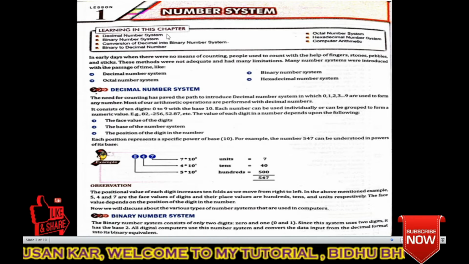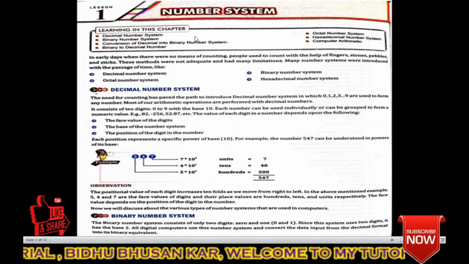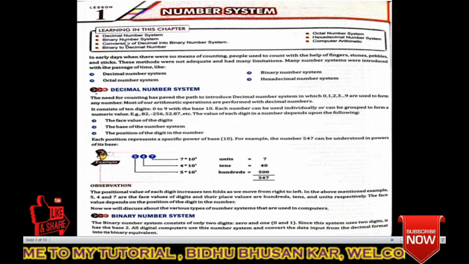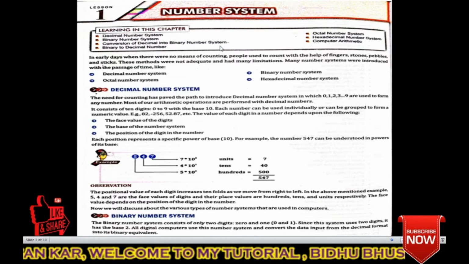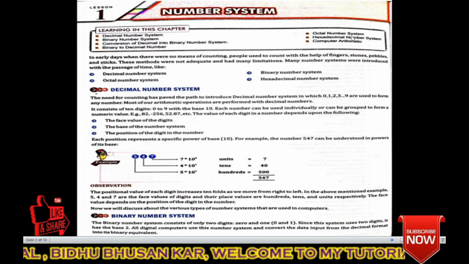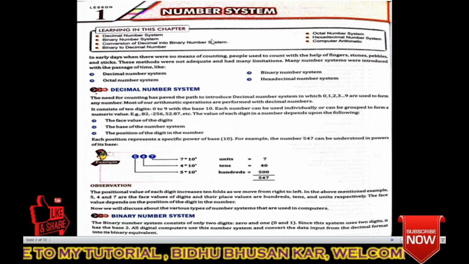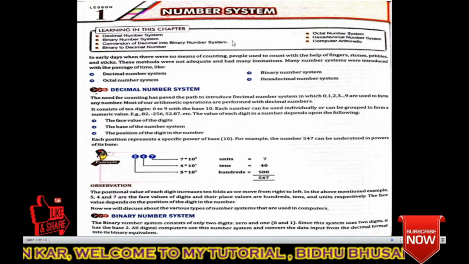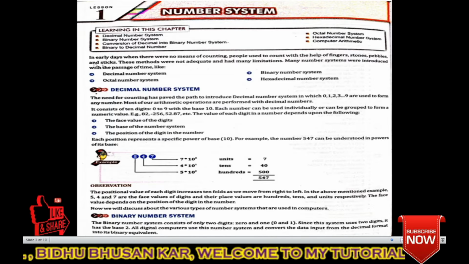As you can see, this is written that learning in this chapter means these are your learning objectives: decimal number system, binary number system, conversion of decimal into binary number system, then binary to decimal number system, then octal number system, hexadecimal number system, computer arithmetic. So these are the things we will learn in this chapter. Okay, let's read what is written.